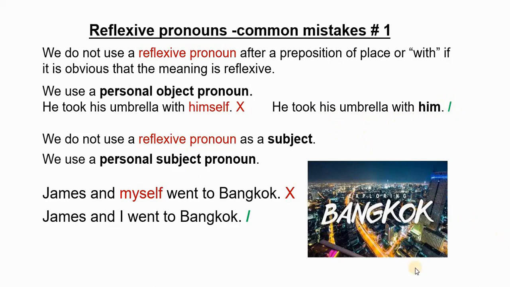This is because in the context of the sentence, he took his umbrella. The umbrella can only be with the subject of the sentence. It can't be with somebody else. So we do not need to specify that it is reflexive, because the context of the sentence tells us that it is reflexive.